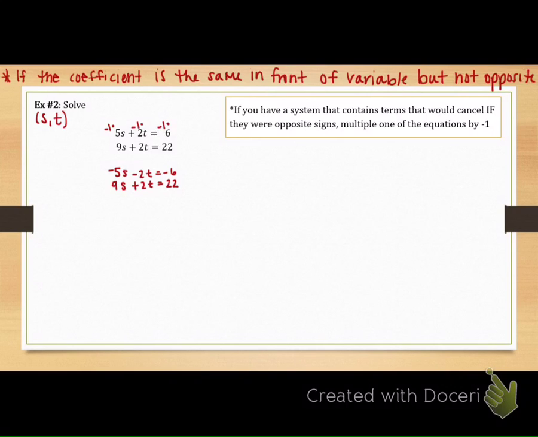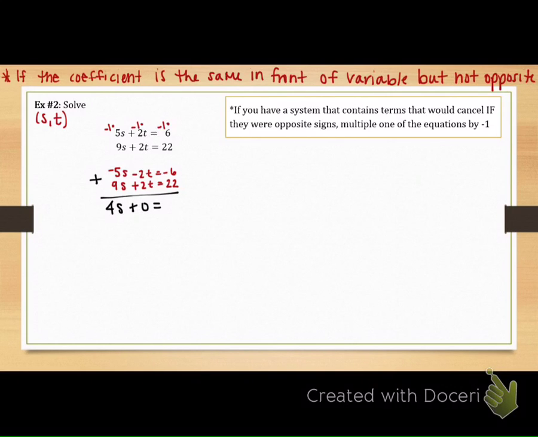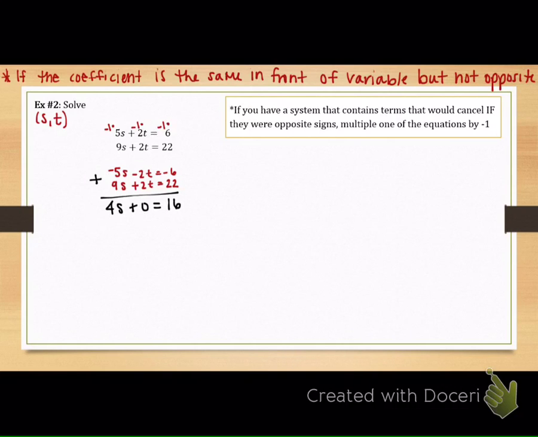Now can we add them together? Do we have opposite coefficients? So once you have opposite coefficients, you can add them together. -5 plus 9 is 4, so that's 4s. -2 plus 2 is 0. -6 plus 22. Okay, so now I'm down to one variable, making it solvable instead of having the 2 in there.